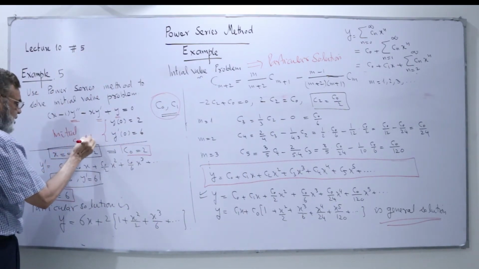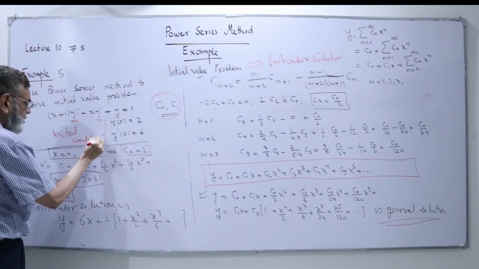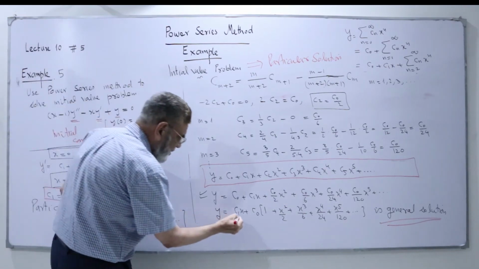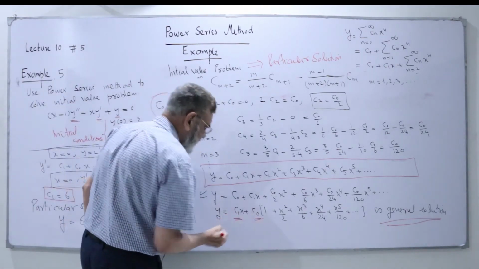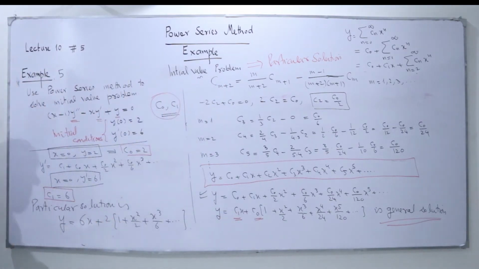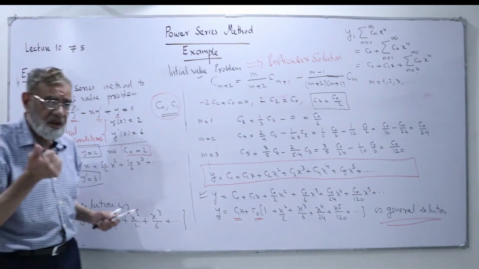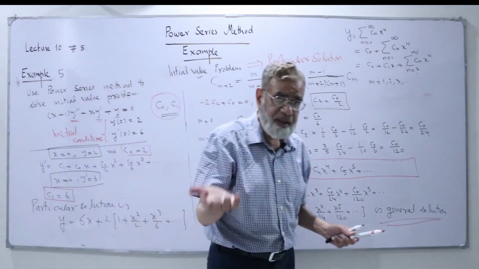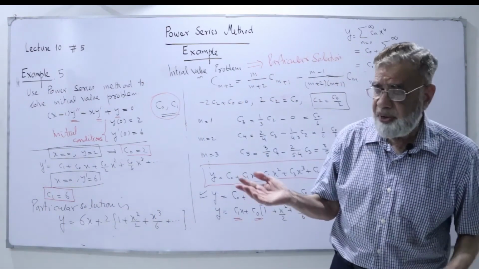And using these initial conditions, we find the values of the arbitrary constants. The arbitrary constants are C0 and C1, and we can find the solution. So this is the idea that we can solve the initial value problem with the help of the power series. Step 1 is we find the general solution, and then we apply the conditions and get the particular solution.